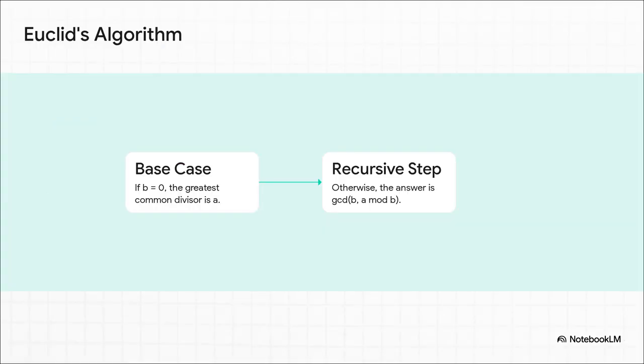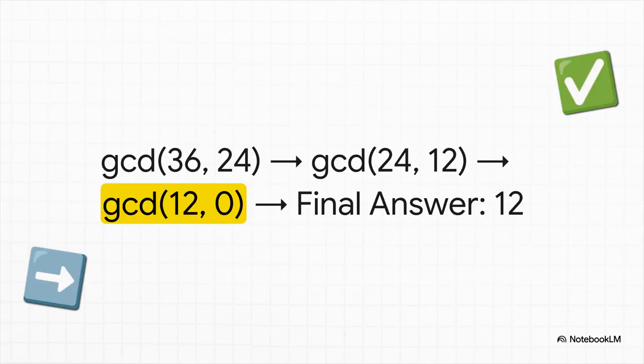Okay, that brings us to Euclid's algorithm. This thing is ancient, but it's one of the fastest algorithms ever for finding the GCD. The logic is so elegant. The GCD of 2 numbers A and B is the exact same as the GCD of B and the remainder you get when you divide A by B. You just keep repeating that little trick until your remainder hits 0. Let's watch it work.